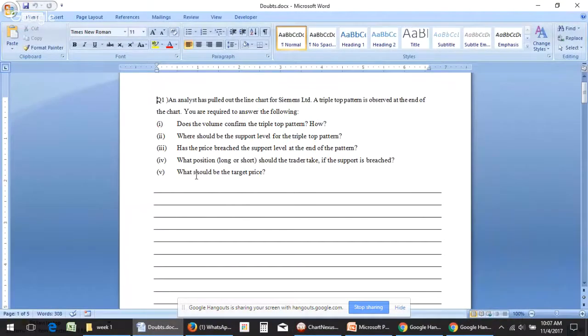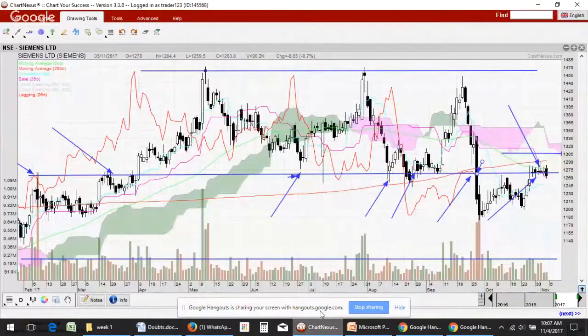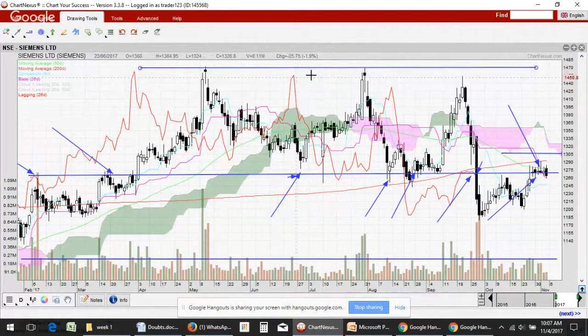And then the last question is, what should be the target price? Now, in a triple top, just like a double top pattern, the price target is usually whatever this level is, which was about, I calculate, about 180. Now, remember that these needn't be exact numbers because the market's never going to do your exact numbers. So it's roughly in the range of about 180 points from the top to the neckline.